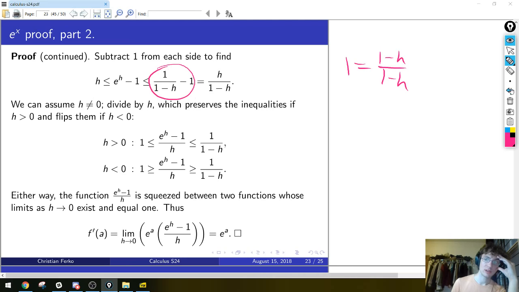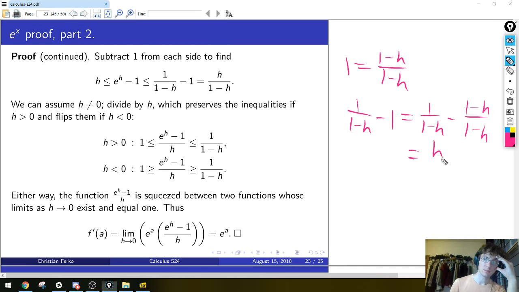Then the algebra here just works out as follows. You have 1 over 1 minus h minus 1, which is the same as 1 over 1 minus h minus 1 minus h over 1 minus h. 1 minus 1 minus h is plus h, and the denominator is 1 minus h. So that's just algebra. So we get h over 1 minus h on the right.